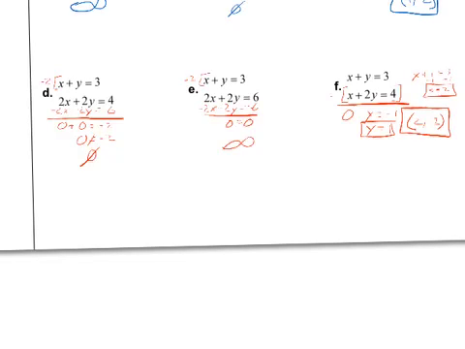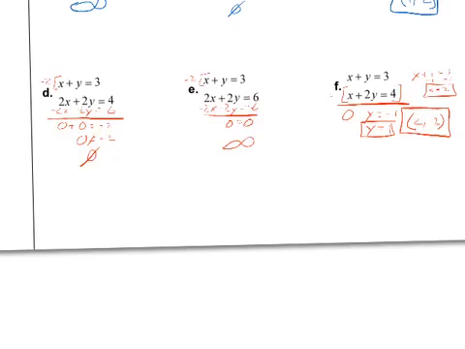Okay, when I work these ones out, I got 0 equals negative 2, which is not true, so that's a no solution. Here I got 0 equals 0, which is true, so that's infinite solutions. And here I got x is 2, y is 1. So that's the one solution, and there it is, 2, 1.